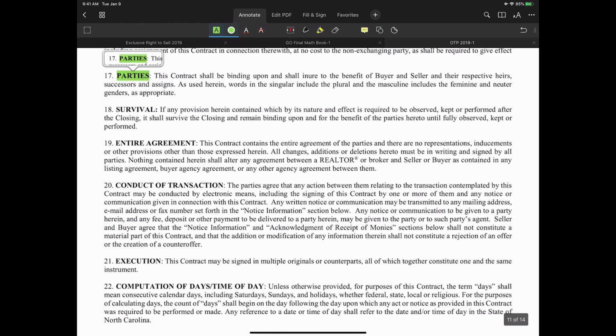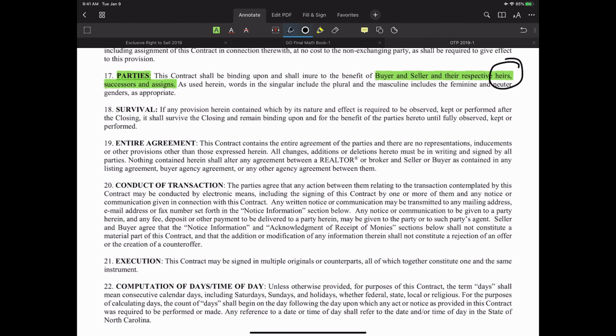Section 17 is parties, and we already know that our parties are the buyer and seller, but also the buyer and seller and their respective heirs, successors, and assigns. Most importantly, I want to say the word heirs. Termination of a contract does not happen simply because a buyer or seller dies. Once a person is under contract using this offer to purchase and contract, then their heirs are also responsible for following through. You clearly are going to get tested on this.